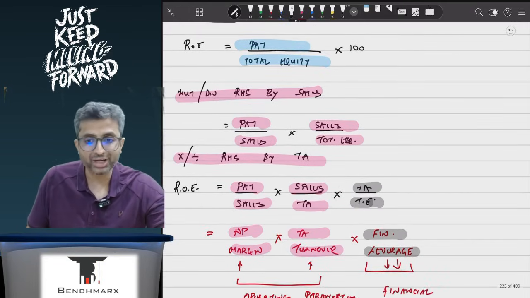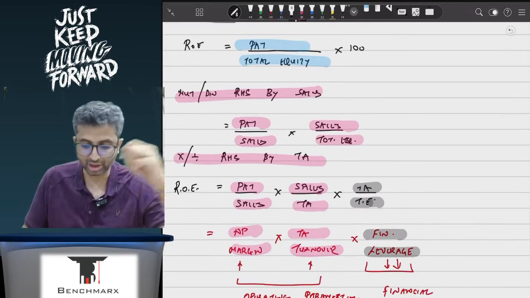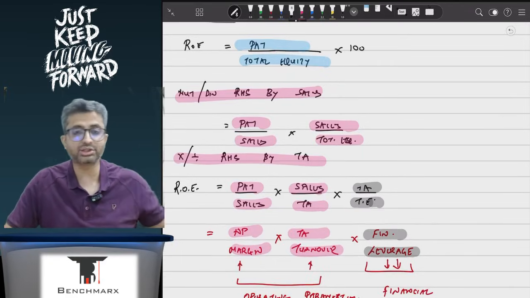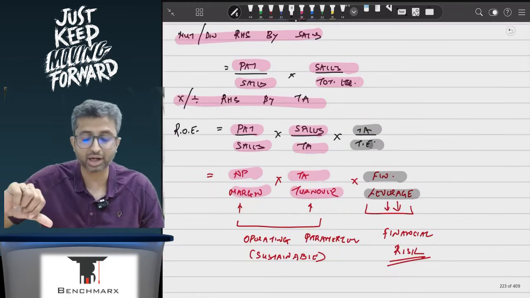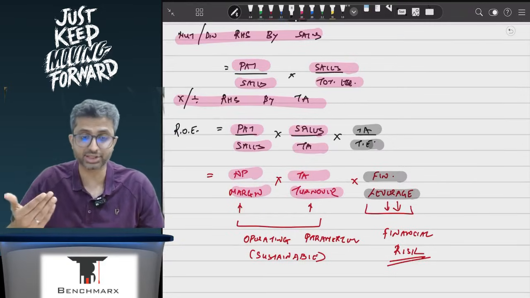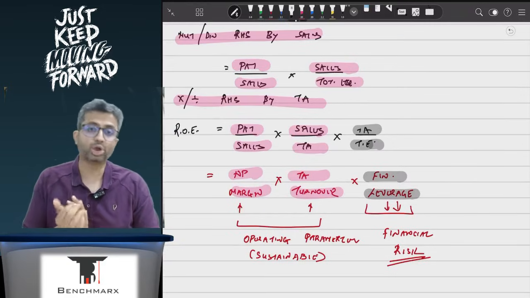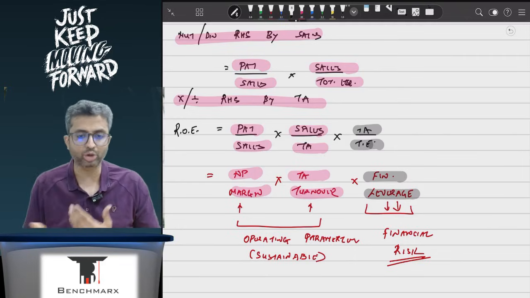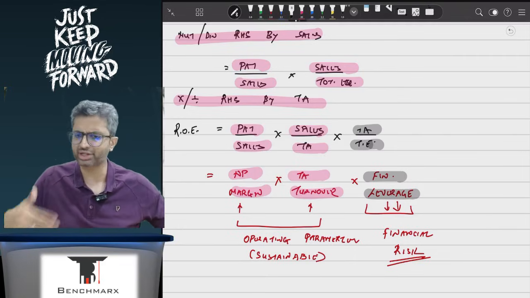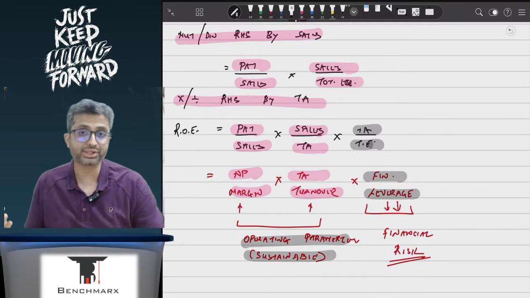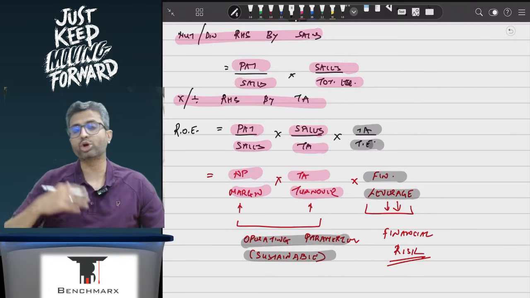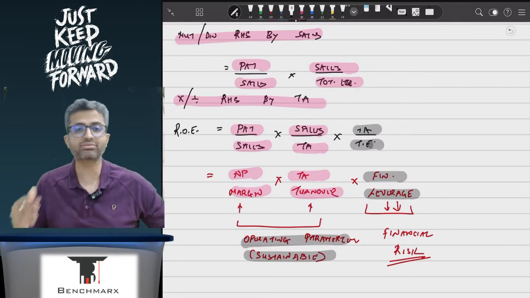Now if I want to break down and figure out why my ROE is changing, my sustainable reasons for changes in ROE can be an increase in NP margin, which can arise if I decrease my cost or increase my selling price, which is sustainable, or a total asset turnover improvement, like for example I use more technology and that way I increase my total asset turnover. So these are operating parameters, and if there's an improvement in ROE because either your net profit margin or your total asset turnover is improving, then that is sustainable.